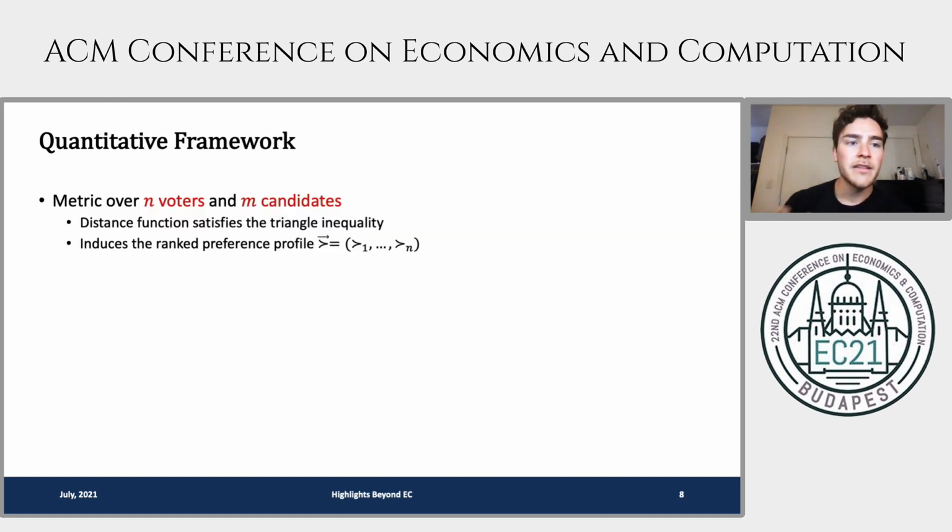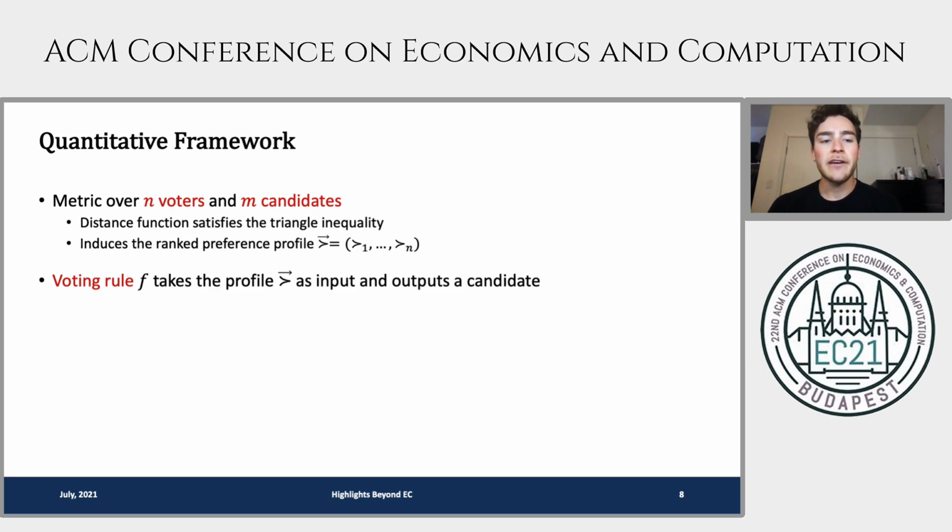So let me be a bit more formal now and give you the framework. We're going to assume there's a metric over n voters and m candidates. And as metrics do, this metric is going to satisfy the triangle inequality. And the metric's going to induce ranked preferences, right? So the voters give a ranking over the candidates in the natural way, where voters prefer candidates closer to them. They can break ties however they want. This is not going to change the results.